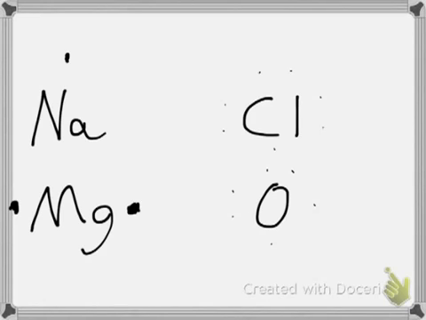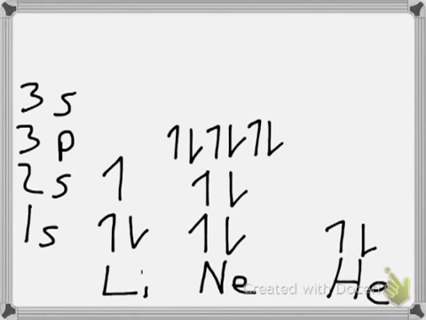So the second thing that we need to know in order to predict the charge of ions is we need to understand the octet rule. And you've talked about this previously, but what the octet rule says is that atoms want to have an electron configuration of a noble gas when they form a compound. So let's look at that.